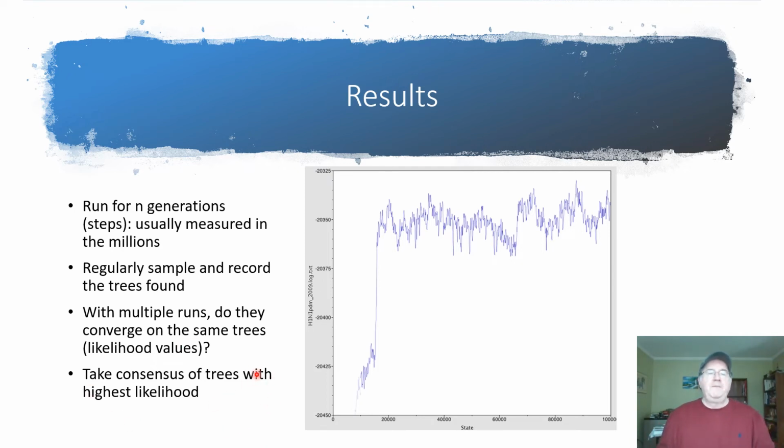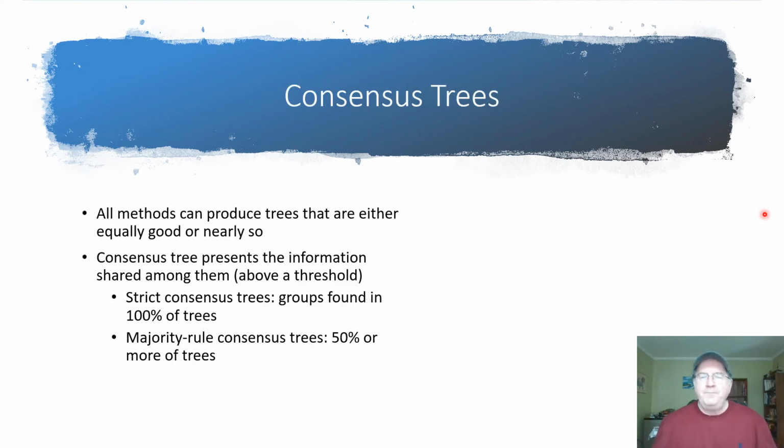And so that's going to lead me to the next subject here, which is confidence in the trees that we have. And then I'll finish up by just pointing out some difficulties with Bayesian analyses. So when I said you take a consensus, I was talking about something very specific. You look at the trees you have and you generate what's called a consensus tree.